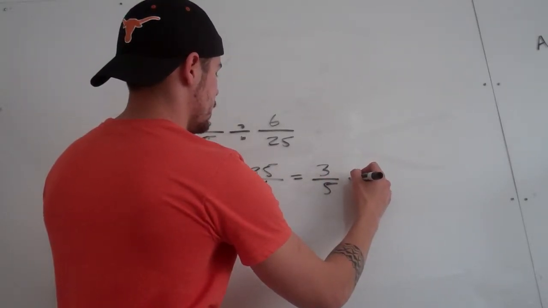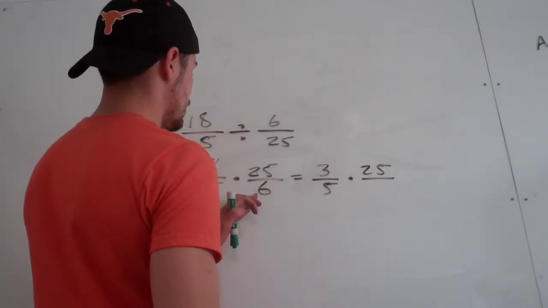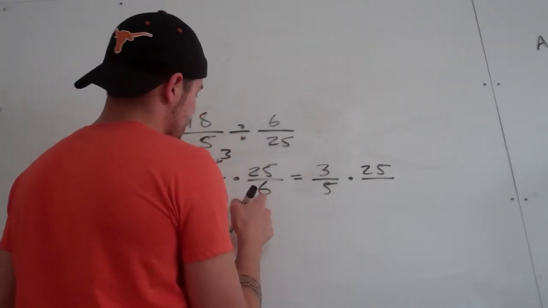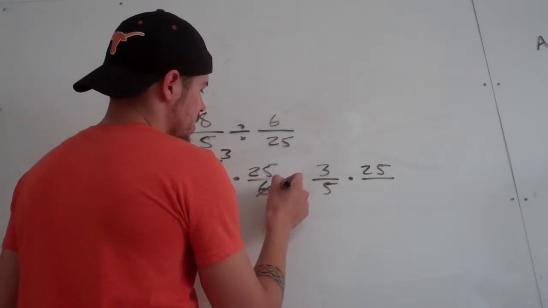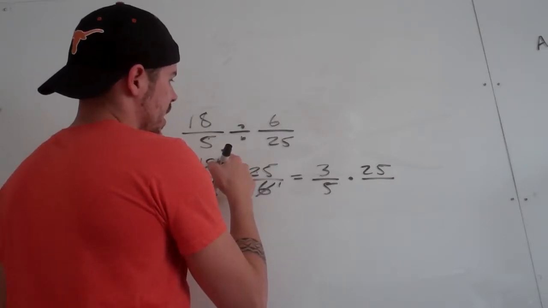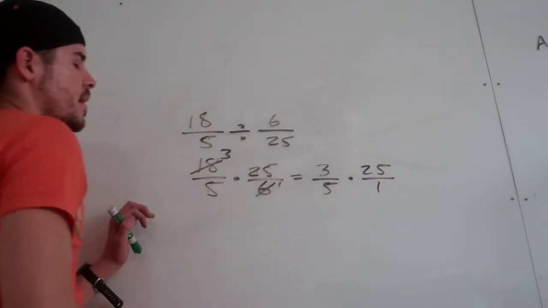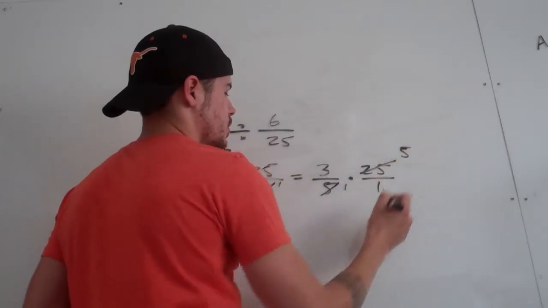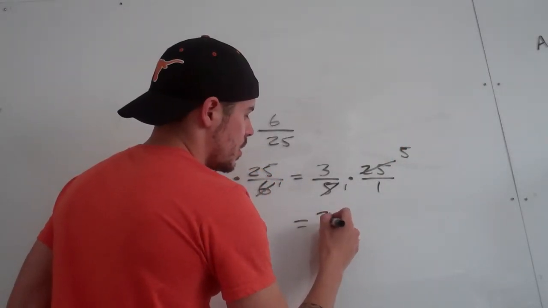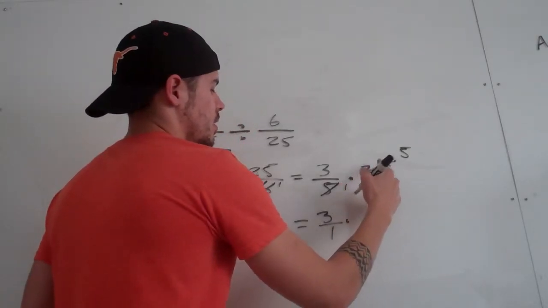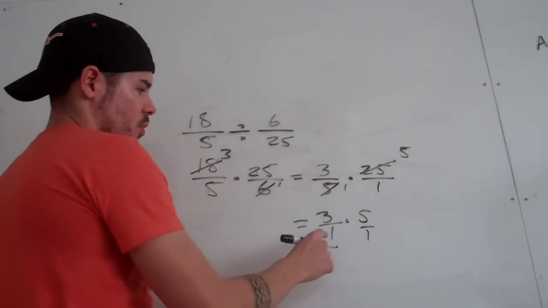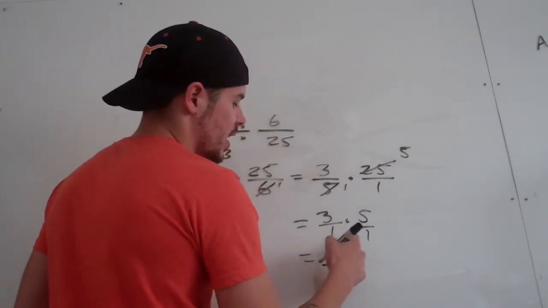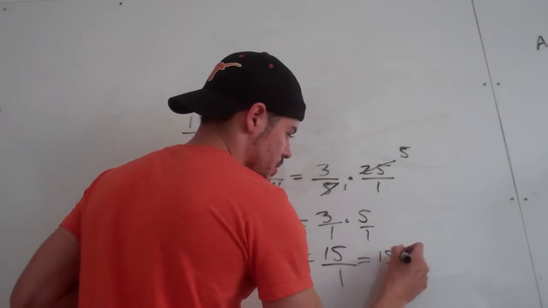over 25 over 6. 6 went into 18 3 times, so this becomes a 3, and 6 goes into 6 once, so this is now just a 1. But wait, we can go a little further, because 5 goes into 25 5 times. So let's say this is 3 over 1 times 5 over 1. This is easy now, right? Because 3 times 5 is 15, and 1 times 1 is 1, and that's the same thing as saying 15.